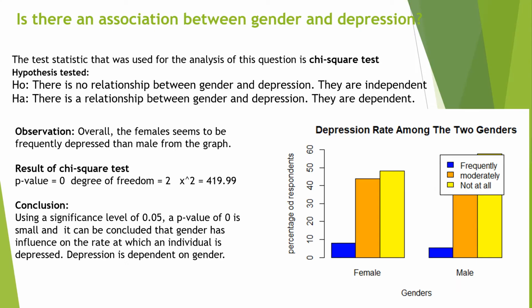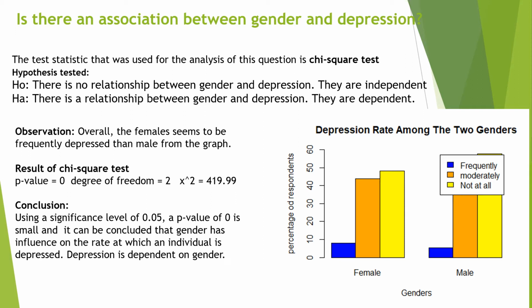Our first association is: is there an association between gender and depression? So we use the chi-squared test because both the gender and the depression variables are categorical. Looking at the chi-squared test statistics, before we go, we have the hypothesis, which states that they are independent, and the alternate says that they are dependent.